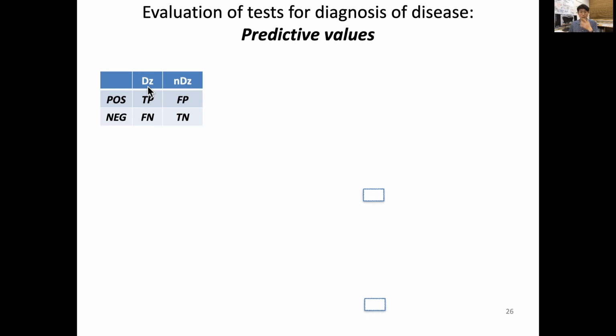Last time we discussed sensitivity and specificity. So, what are those? When you have a disease and the test result is positive, that is sensitivity. When you do not have a disease and the test likely gives you a negative, a true negative, that's the specificity. Now, let's consider another way of studying this.